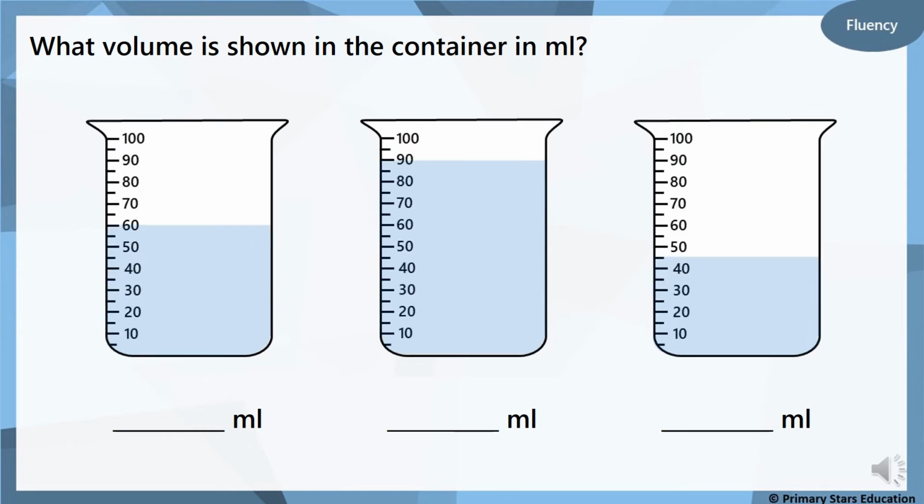Again, have another look at these scales. One of them, you need to use your brains and think about a number in between. Pause it now and then come back and check your answers. 60 millilitres, 90 millilitres. This one was a bit more tricky. You had to look at the scale and it's between 40 and 50, halfway between 40 and 50, 45 millilitres.